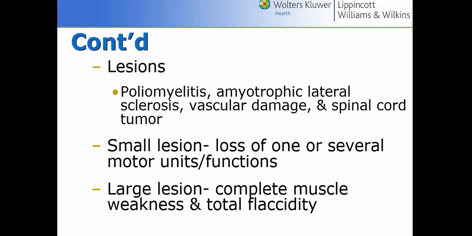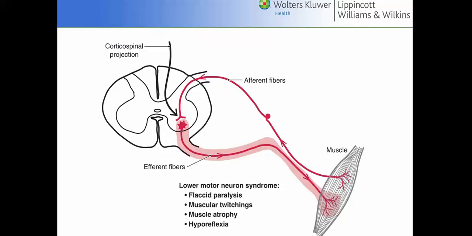Another infection which can lead to LMN problems is poliomyelitis, where myelitis is the inflammation of the myelin sheath, and it's caused by a microorganism. But I think right now polio is completely unheard of. Also ALS, vascular damage, which means reduction in blood supply, and spinal cord tumor can give rise to LMN syndrome. There can also be a small lesion or large lesion that can give rise to LMN syndrome.